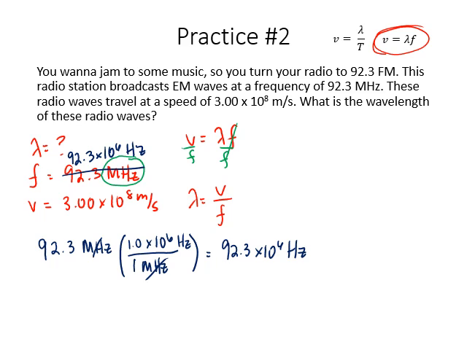Okay, now we can plug in our values. So speed 3.00 times 10 to the 8th meters per second, all divided by 92.3 times 10 to the 6 hertz. And again, remember your hertz is just 1/second. So this is actually going to cancel out with that. This should give us a value of 3.25 meters.